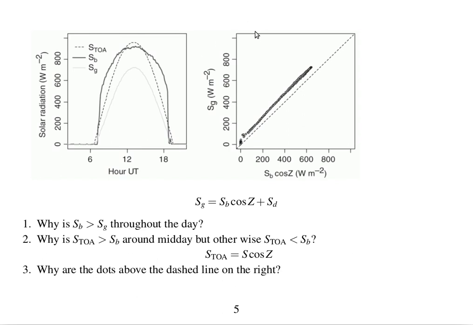And finally, why are the dots above the dashed line here? The dashed line is where the axes are equal, so that would be SG equal to SB cos Z. That's two of the components from this equation here, SG and SB cos Z. The dots are above the line, so SG is bigger. The difference here is SD, the diffuse solar radiation.